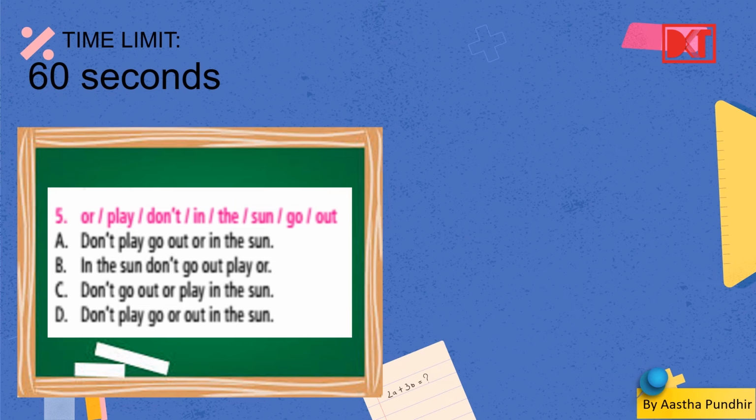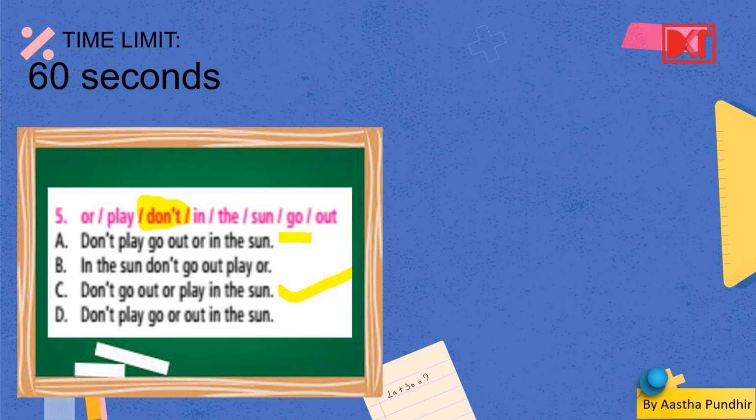Okay, here we have: or, play, don't, in the sun, go out. Now here this seems like a command or an advice. Must start with don't. Don't play, go out, or in the sun. Don't go out or play in the sun seems correct.